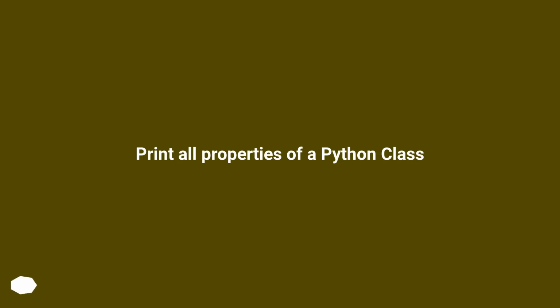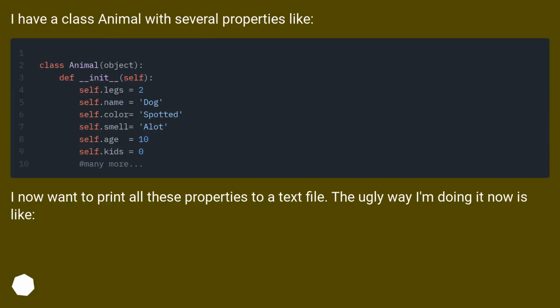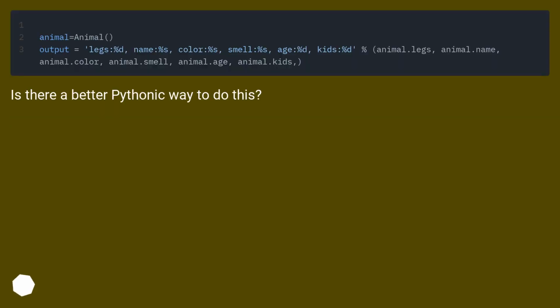Print all properties of a Python class. I have a class animal with several properties like. I now want to print all these properties to a text file. The ugly way I'm doing it now is like. Is there a better Pythonic way to do this?